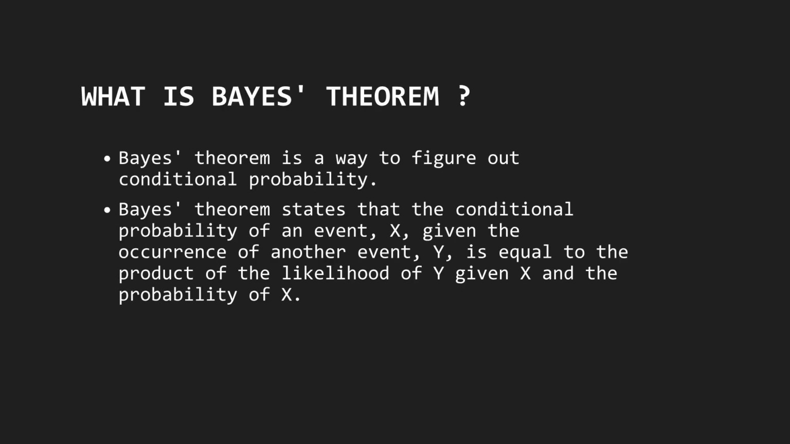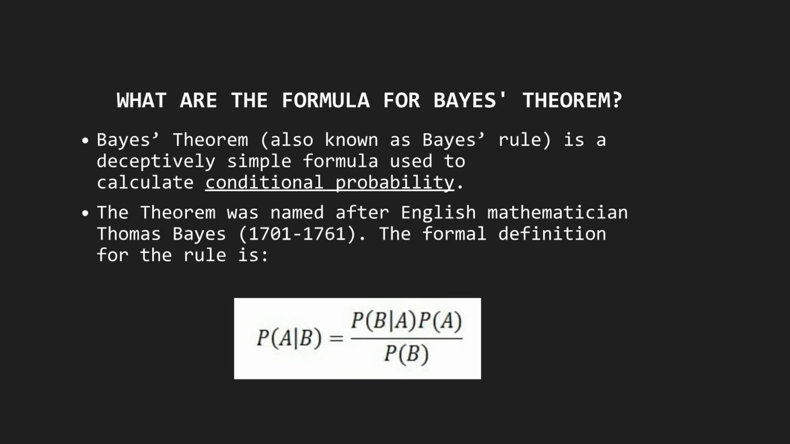Bayes' theorem provides a method to calculate conditional probability. It states that the conditional probability of an event X given event Y equals the product of the likelihood of Y given X and the probability of X. Bayes' theorem, named after Thomas Bayes, is a formula used for conditional probability. Its formal definition helps calculate the probability of an event based on prior knowledge of conditions that might be related to the event.